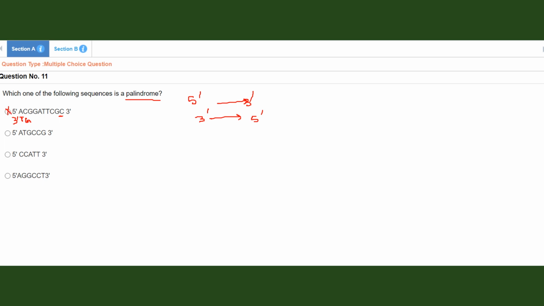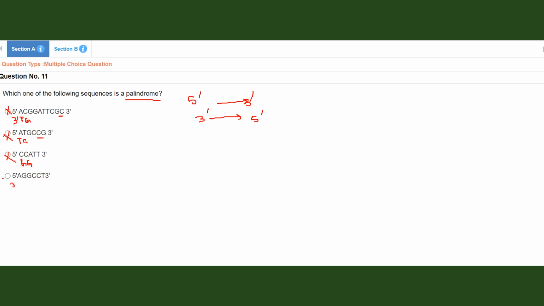5' AT, so this will be like TC again. This is not the same thing which is read from the 3' of the other strand, so this is wrong. For option number 3, 5', this will be TGG. Again, it is not the correct one because it's not the same in the 3' direction of the other strand. So option number D is the only one left.